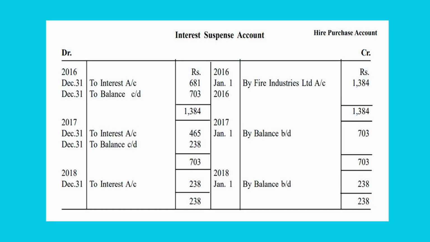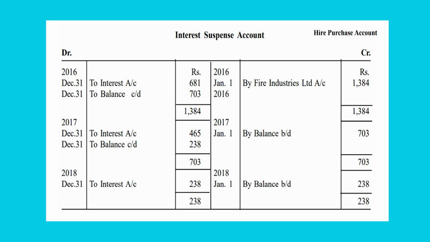Interest suspense account. So it's very simple. So in the books of the vendor, interest suspense account will be debited and the interest account will be credited, because for the vendor interest is the income, so all incomes are credited. Therefore to interest 681, to balance carried down this one, total is 1384, and here the buyer account has been debited. So the entry was fire industries account debited to interest suspense account. So in the interest suspense account, by fire industries 1384. So total is 1384.